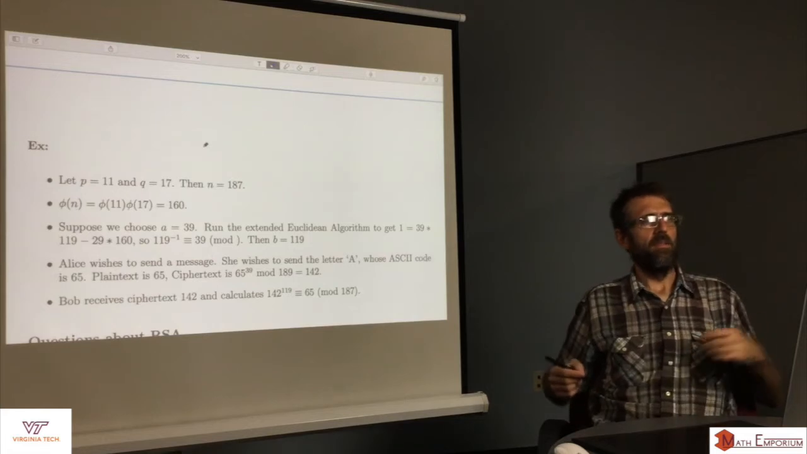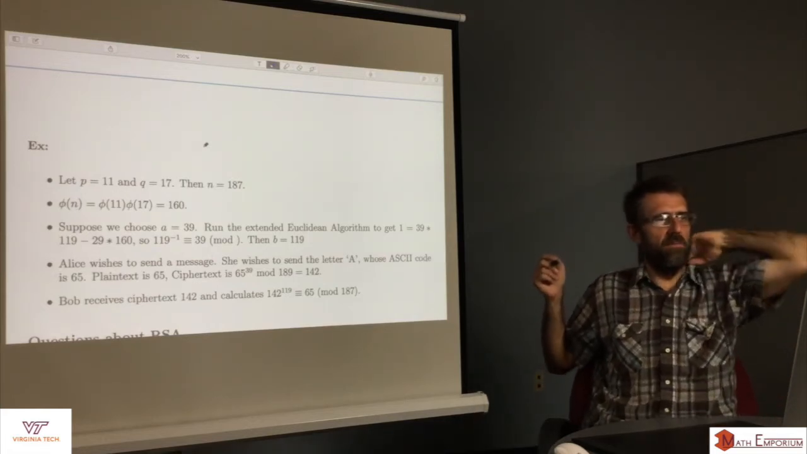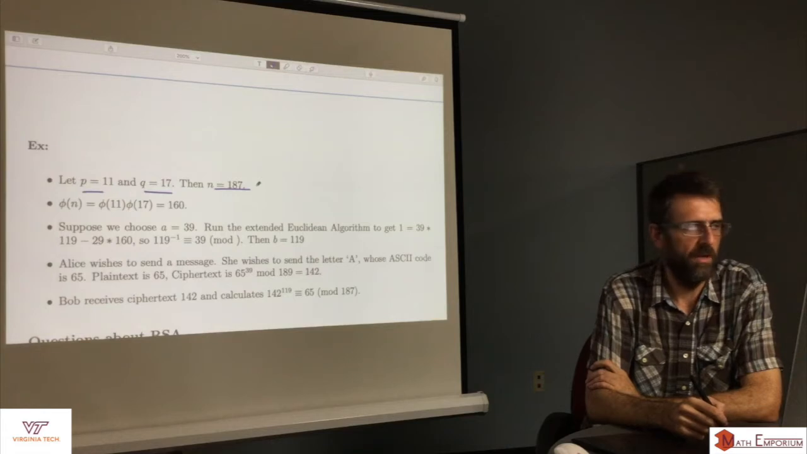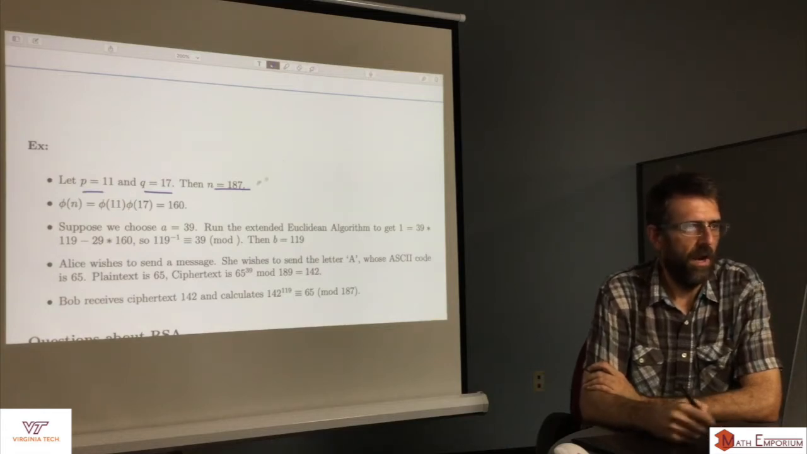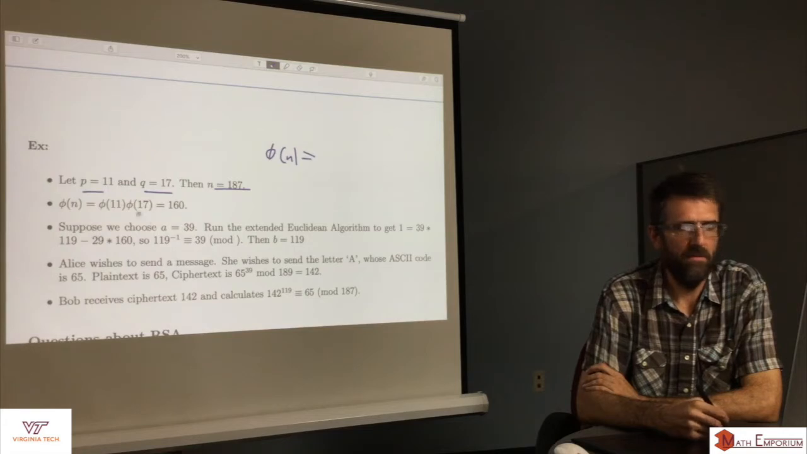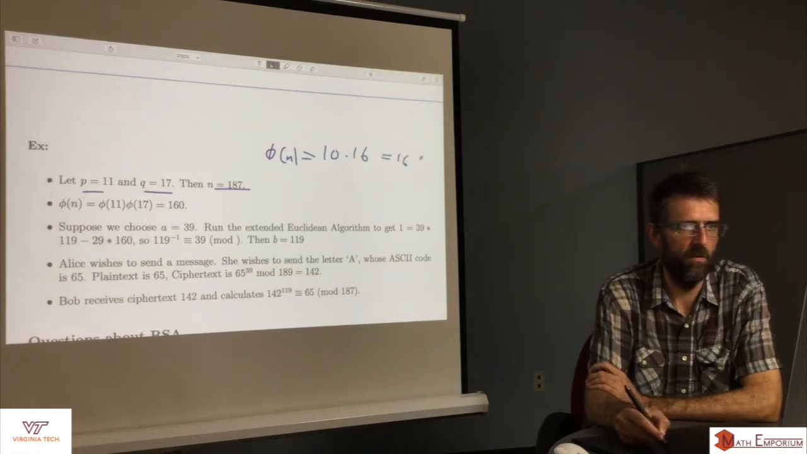Okay. All right, so I'll take two distinct odd primes. I'm taking a couple very small primes here. So p is equal to 11, q is equal to 17, so my modulus would be 187. All right, so what's phi of n going to be then? Well, just the product of the phis of those factors, and those are prime, so just p minus 1 times q minus 1, or 160.